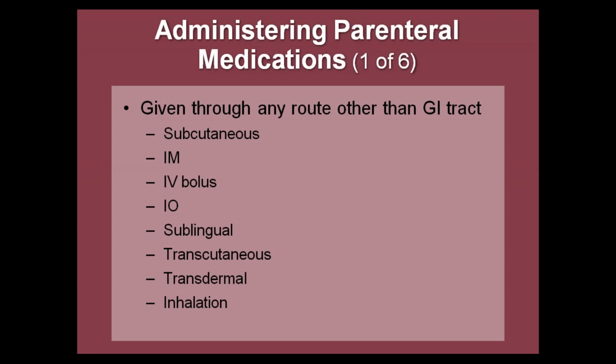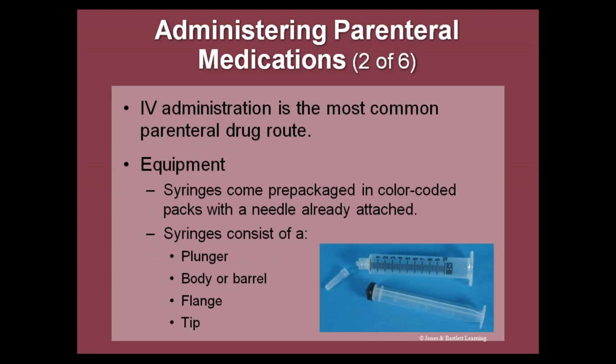Other than GI tract routes, we're going to go with subcutaneous, IM, IV bolus, IO, sublingual, transcutaneous, transdermal, and inhalation. Puff, puff. IV administration is the most common of the parenteral drug routes. Obviously, we're looking at syringes: plungers, the body of the barrel, the flange, and the tip.